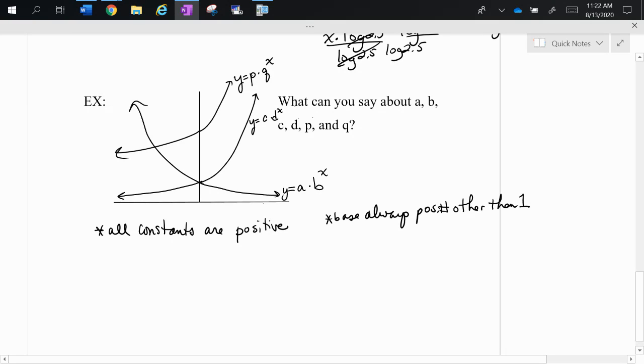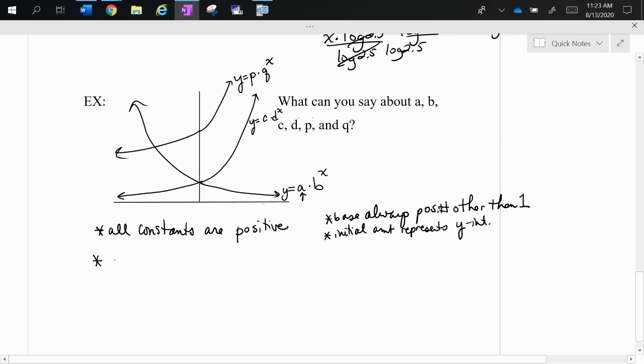And we also know that the initial amount, the A, the C, and the P, is represented on the graph by the y-intercept. And I see that all 3 y-intercepts are above the x-axis. So I know that all constants are positive.